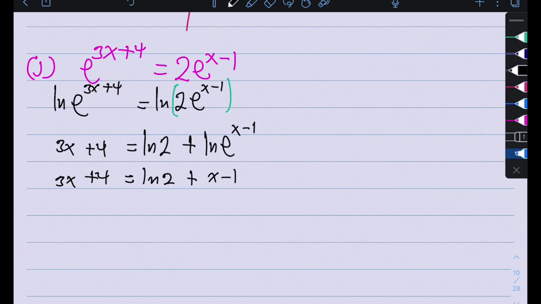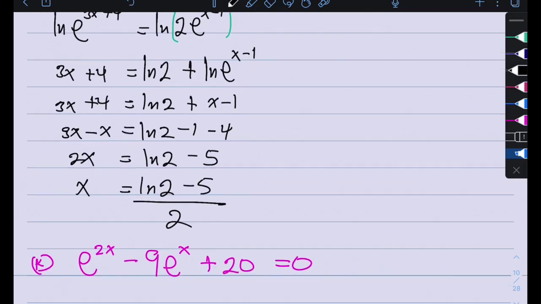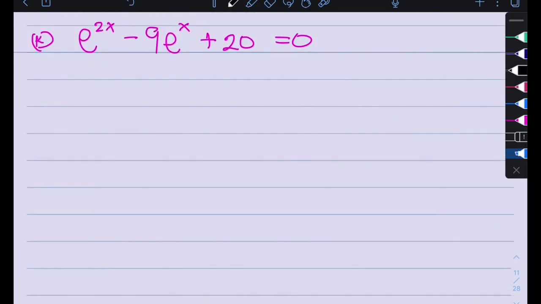Okay, then you group all the x, so you have 3x - x = ln 2 - 1 - 4. So you're going to have 2x = ln 2 - 5, okay, and then x = (ln 2 - 5) all over 2. So you can leave your answer in this form if the question says leave your answer in the exact form. If not, then you'll be forced to put it on a calculator and then you round it to 3 significant figures.